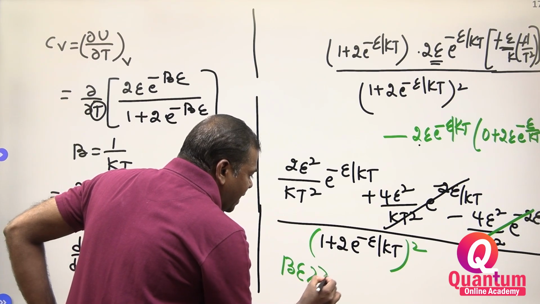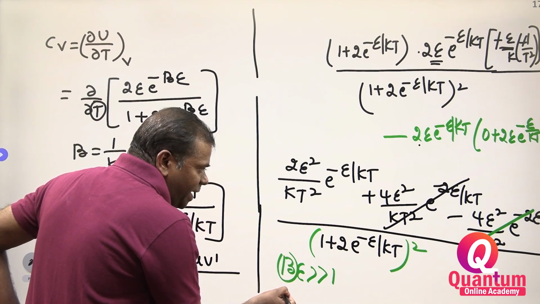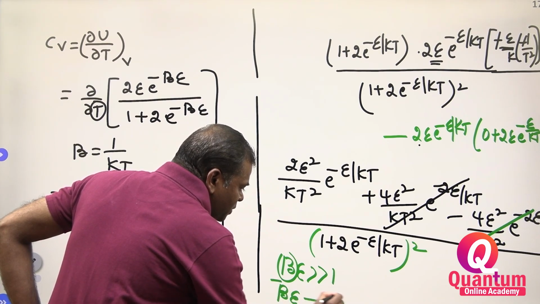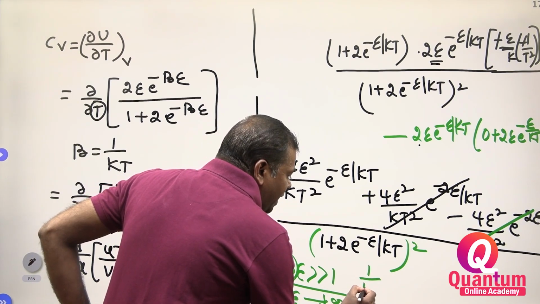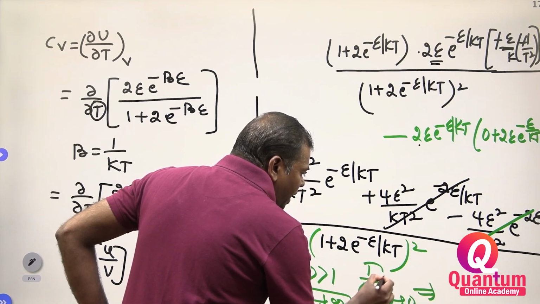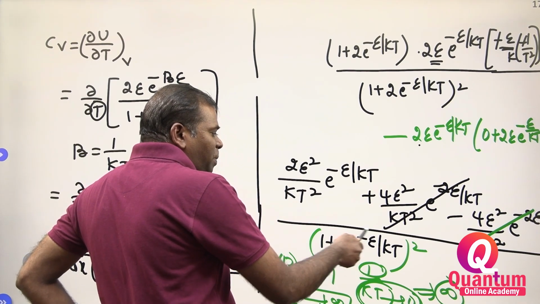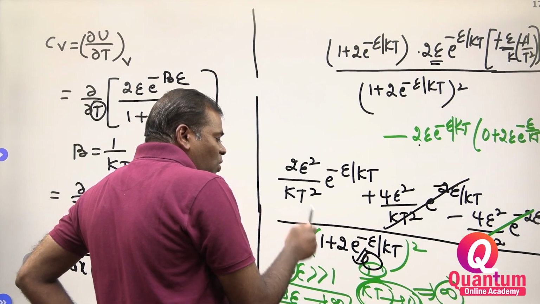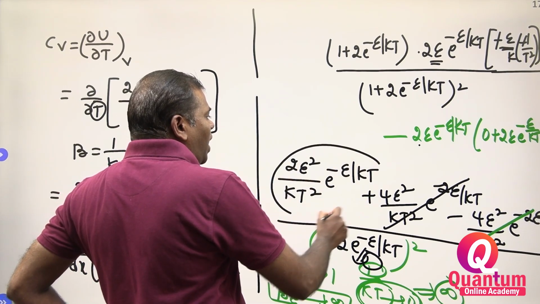Right? So, you know what they are giving? βε is greater than 1. βε is greater than 1 means βε tends to infinite. How will βε tend to infinite? 1 by kT is at lower temperature. Temperature towards 0 means something by 0 is equal to what you are getting? Infinite you are getting, right? So, e to the power of minus infinite is equal to 0. So, 0 plus 1 is equal to 1. 1 square is equal to 1 we are getting.